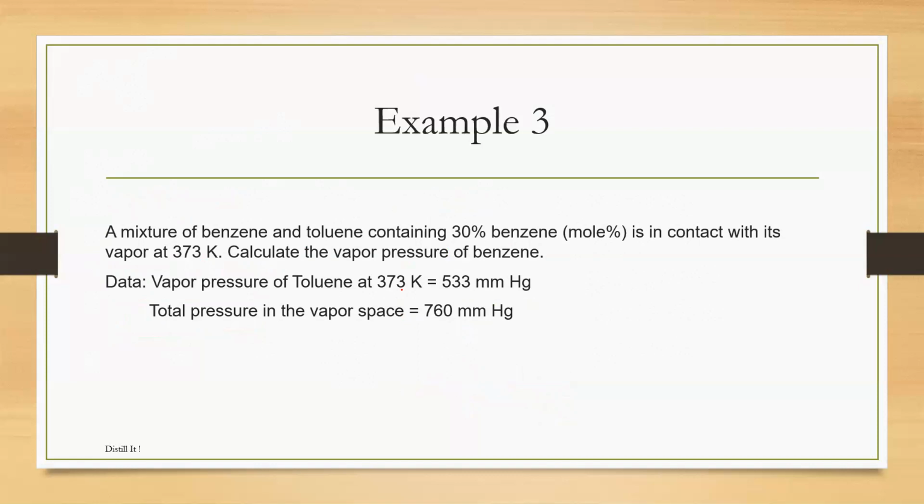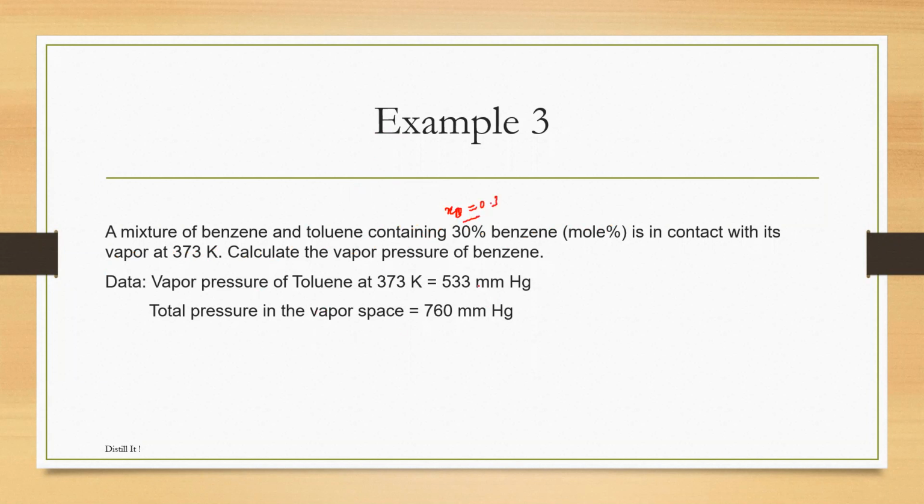Now, this is example number 3. Try to solve it yourself. Pause the video and solve it yourself. Hope you people have managed to solve this problem. If you haven't, then have a look at the solution. It is given that a mixture of benzene and toluene containing 30% benzene by mole is in contact with its vapor at 373. That means this is XB. All right, XB is 0.3.